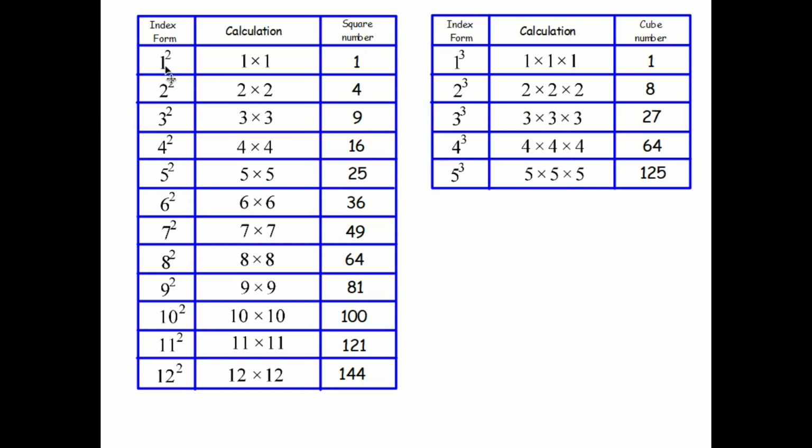Lots of people think this is the squared number. No, that's just in its index form. This is the squared number here. 1, 4, 9, 16, 25, all the way up to 144. They are your first 12 squared numbers, and I really recommend that you learn those. These are the first 5 cube numbers: 1, 8, 27, 64, 125. Again, learn them. They will come in very useful.